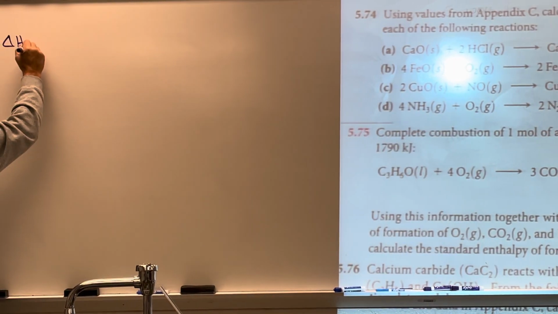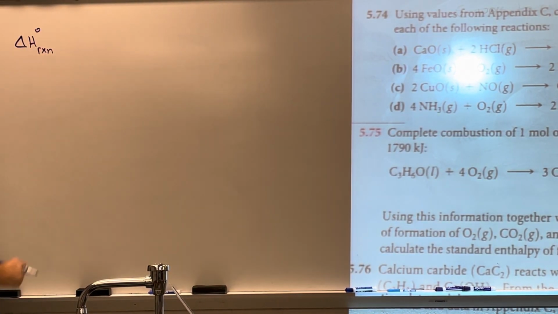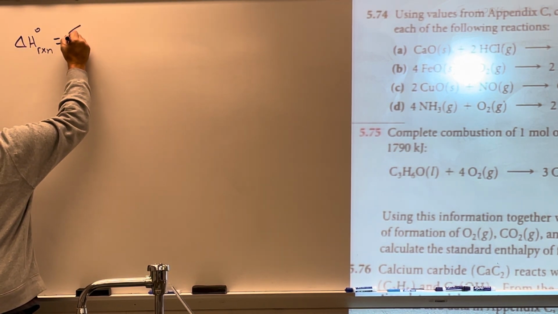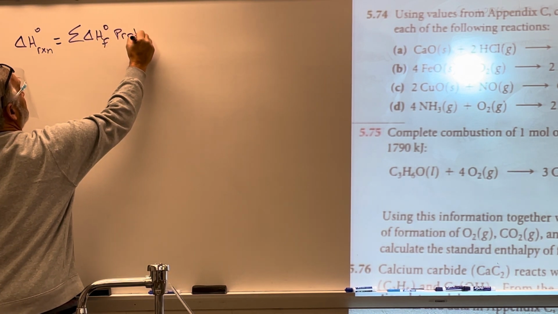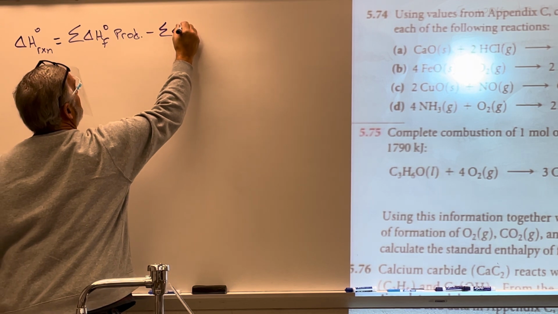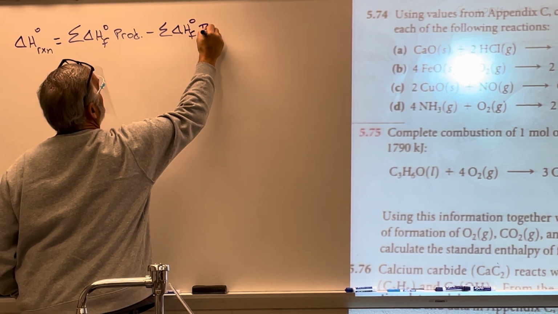The key equation is delta H of a reaction. And what does that degree symbol mean? Standard conditions. And what are standard conditions for everything but a gas? 1 atm at what temperature? 25 degrees Celsius, not 0. For gases, it's 0. For everything else, it's 25. So the delta H of the reaction is the sum of the heat of formation of products minus the sum of the heat of formation of reactants.